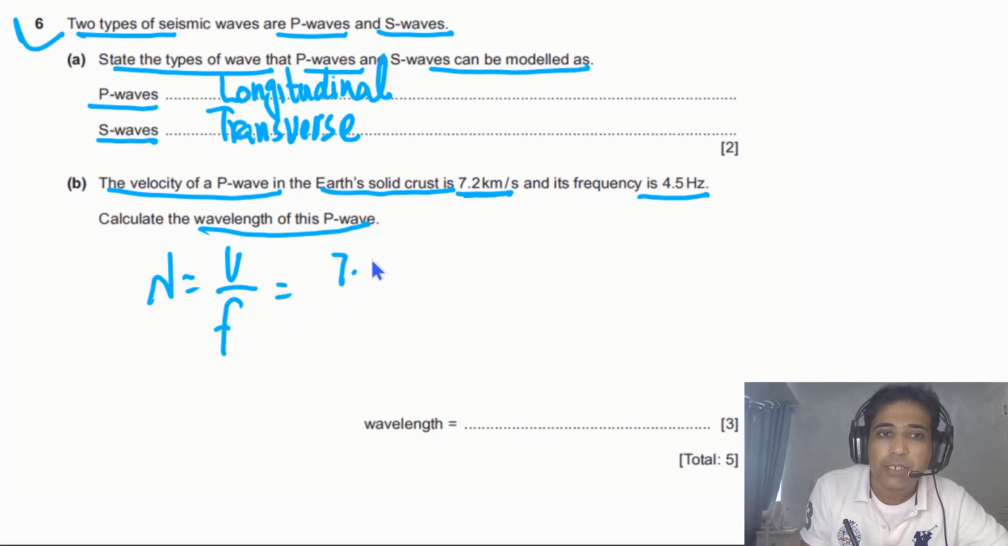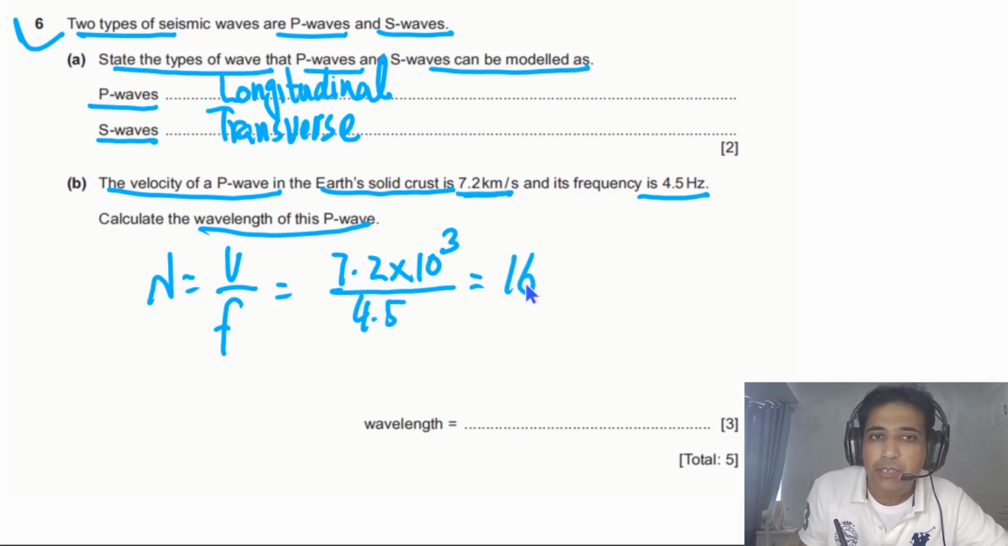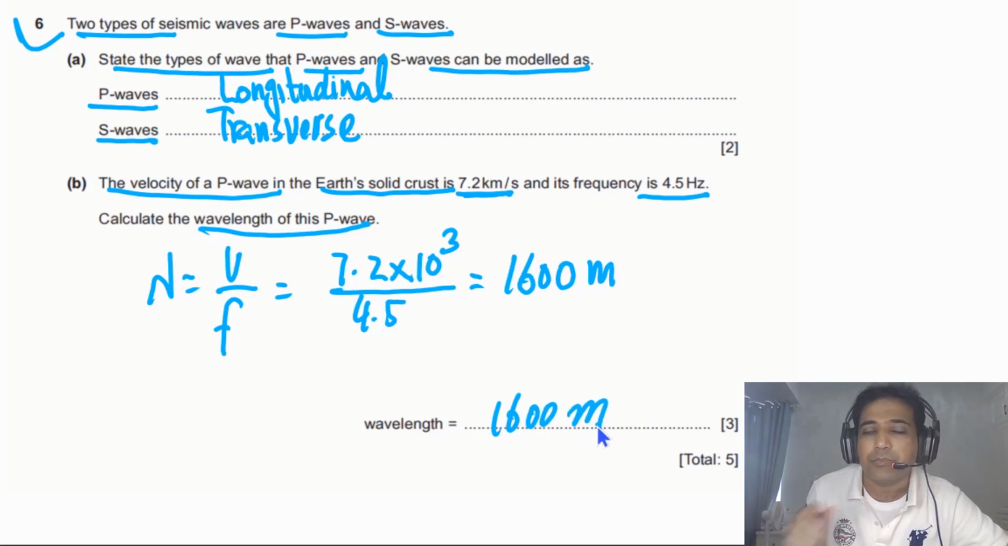Velocity is given to us, that is 7.2 kilometers per second, so we have to multiply by 1000 divided by frequency, that is 4.5. If we solve this up to 2 SF, we will get 1600 meters. So this is the wavelength, and simply we have to write down here 1600 meters.